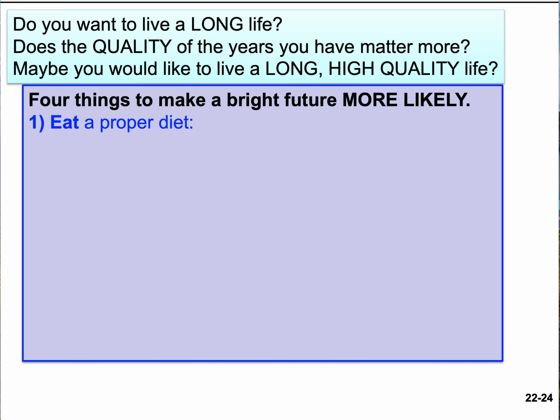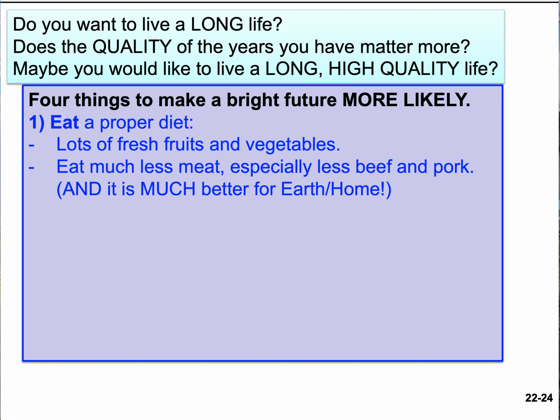Eat a proper diet. Here's sort of the latest way to say this. Of course, it's a lot of fruits and vegetables. Eating less meat, if you haven't heard that before, is a growing trend. And it's better for our earth. Producing meat contributes to global warming and contributes to pollution of our water.